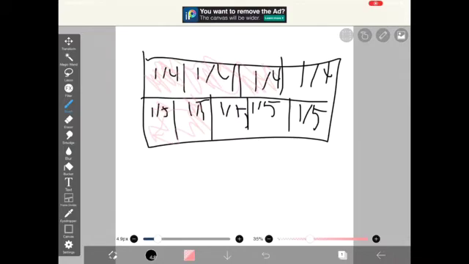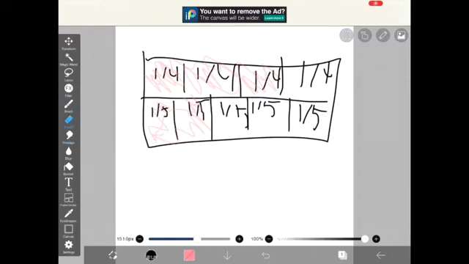5 times 4 is 20. So you know that because 4 times 5 and 5 times 4. If you take the 4s, they both match. The 5s match, which means you know 20 is your greatest common denominator.